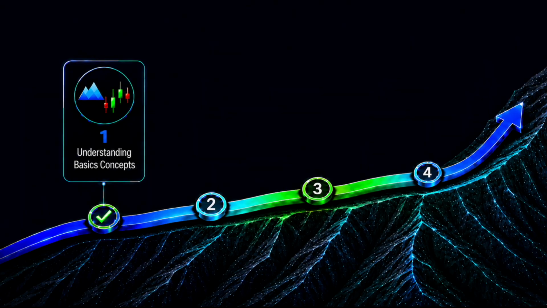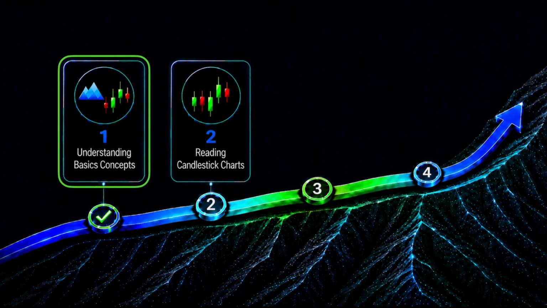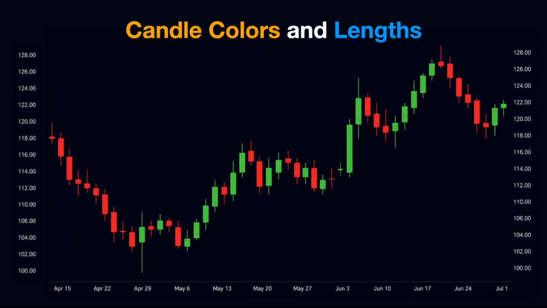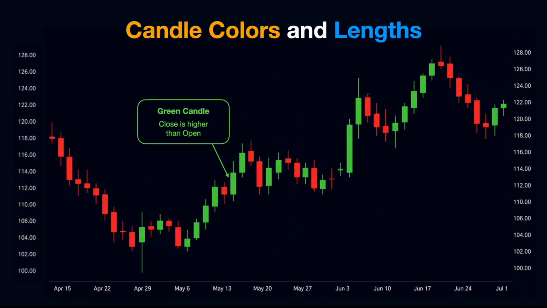We have achieved the first milestone of our journey by understanding the basic concepts of candlestick charts. Let's continue the journey to milestone 2 by understanding how to read candlestick charts. Now let's take a look at candle colors and candle lengths. On a candlestick chart, each candle gives us important information about price movement. The color of the candle tells us whether the price moved up or moved down during that time period. A green candle means the closing price was higher than the opening price. A red candle means the closing price was lower than the opening price.